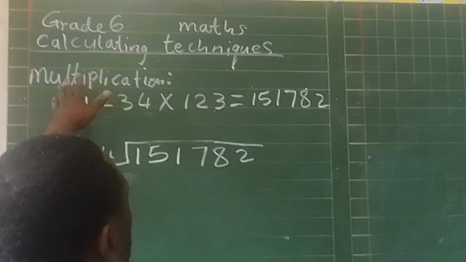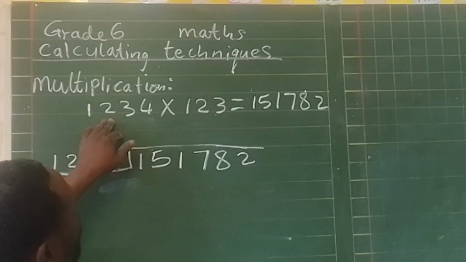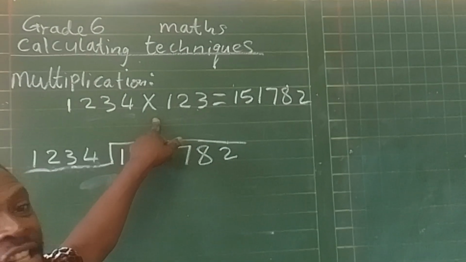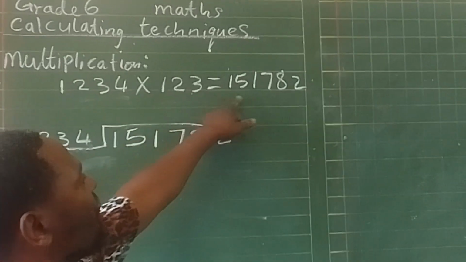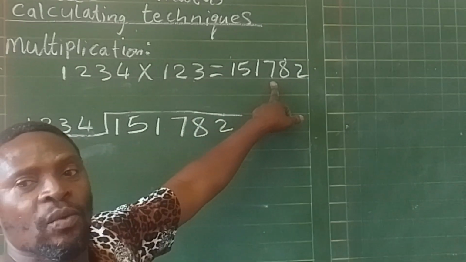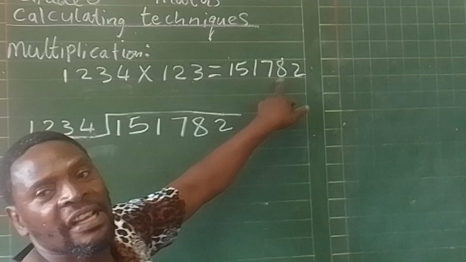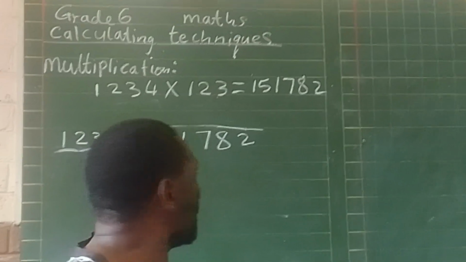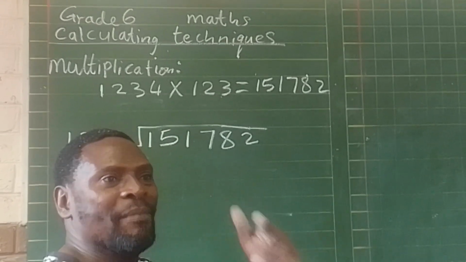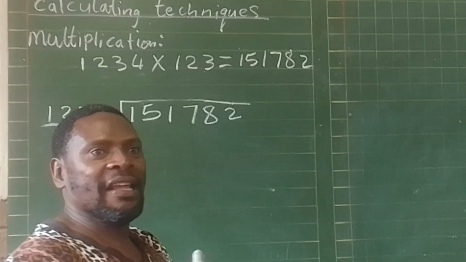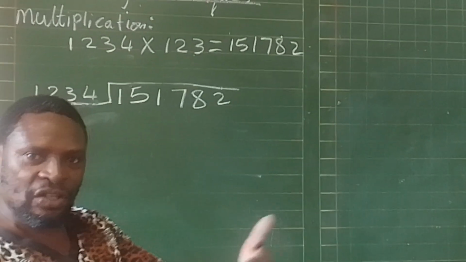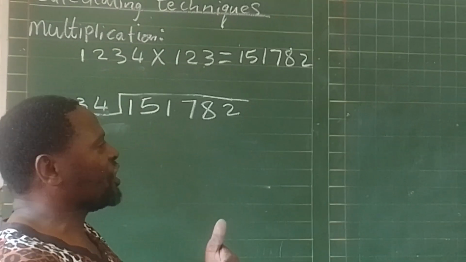Now, at the multiplication, you have 1234 multiplied by 123 gives us 151,782. Now, we want to prove that division is the inverse operation of multiplication.